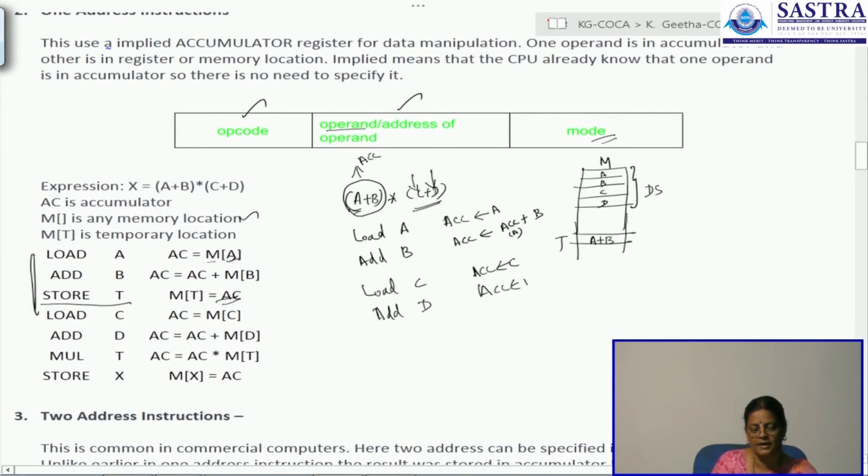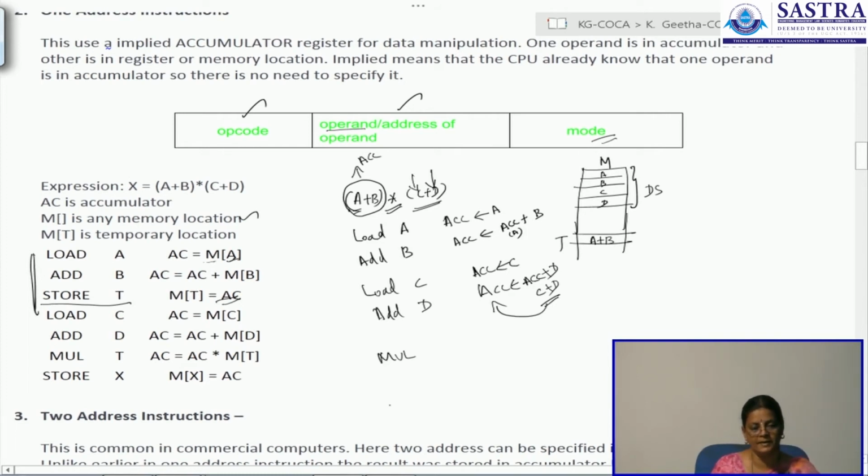Accumulator will be already loaded with c and that will be added with d. So c plus d will be available and it will be made in the accumulator. Now what should I do? That accumulator content has to be again moved into some memory location, or I should start with multiplying the previous outcome. So directly after adding, what should I do? I will just say mul.